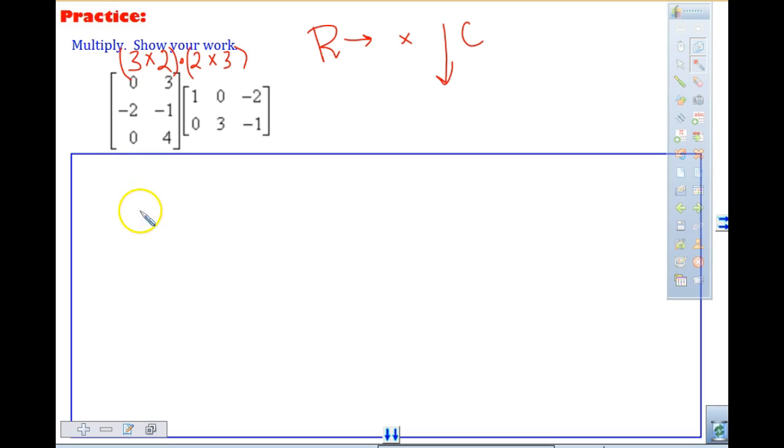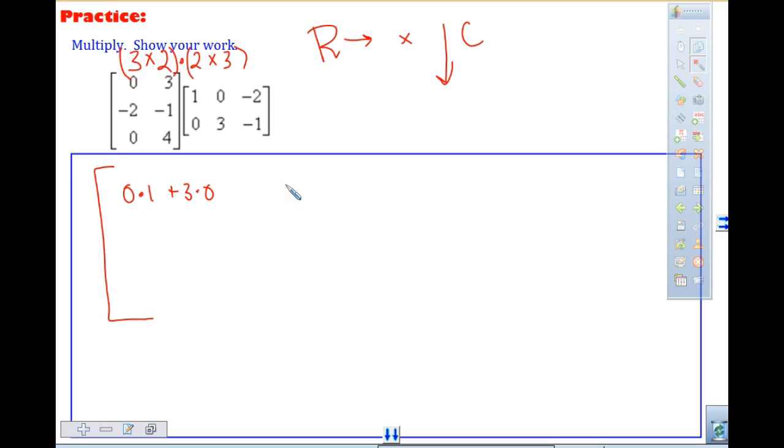You are going to start it. It's a little uglier one. Show your work. Okay? So, Micah, start us off. 0 times 1 plus 3 times 0. I'm going across. I'm doing that same row still, right?